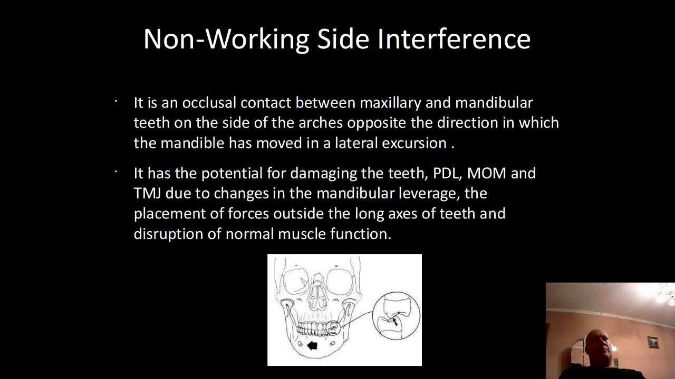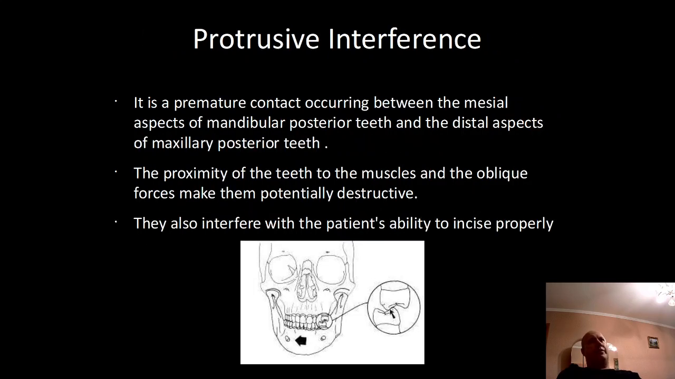Non-working side interference is an occlusal contact between maxillary and mandibular teeth on the side of the arch opposite the direction in which the mandible has moved in a lateral excursion. It has a potential for damage to the teeth, periodontium, and TMJ due to the changes of the mandibular leverage, the placement of forces outside the long axis of teeth, and disruption of the normal muscle function.